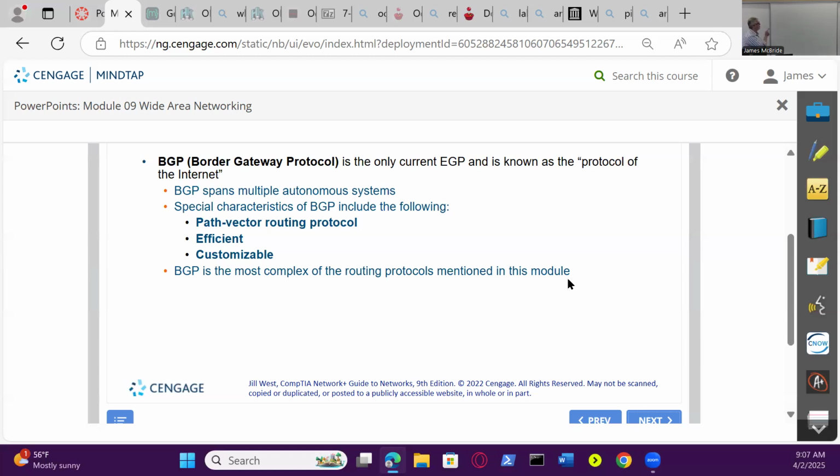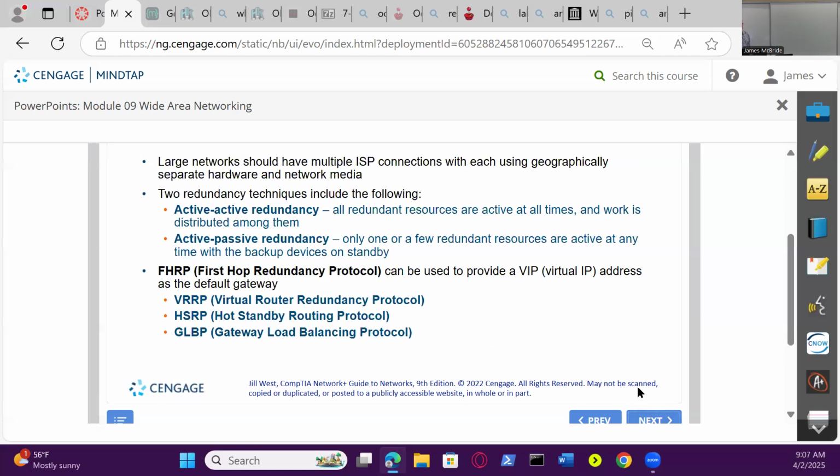However, this is the most complex. So the routers that are running this are going to have to be faster. Processing is going to have to be faster. This is going to be more costly. So your border router is not going to be the same as your core router.